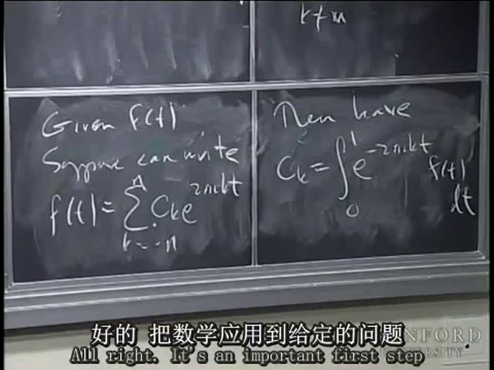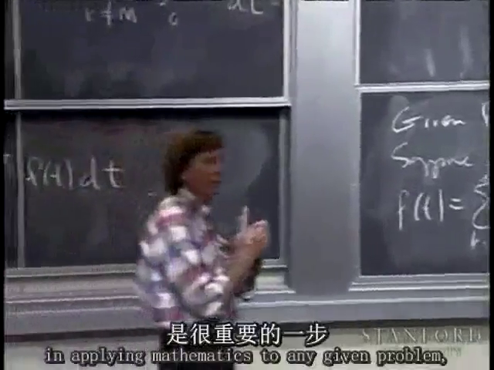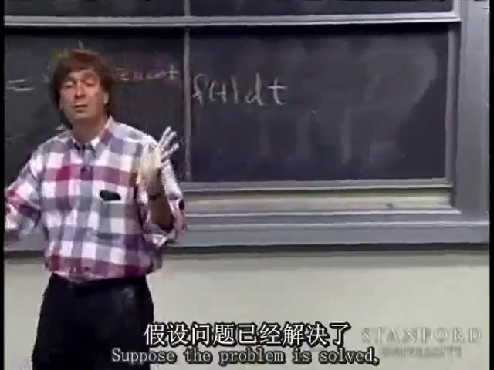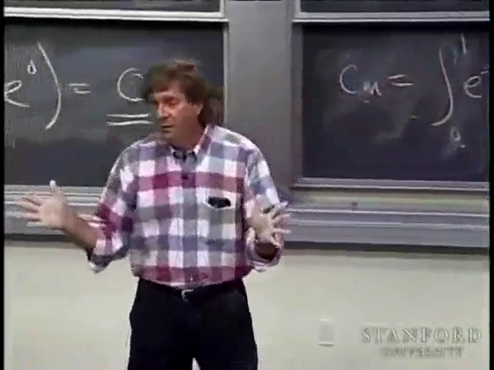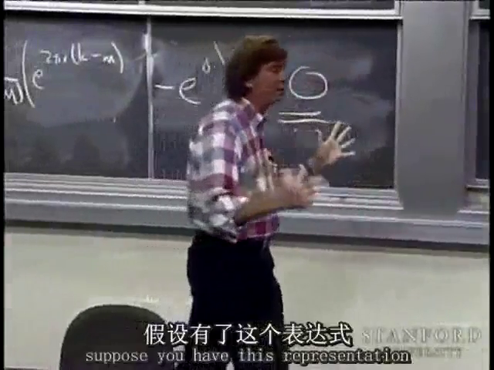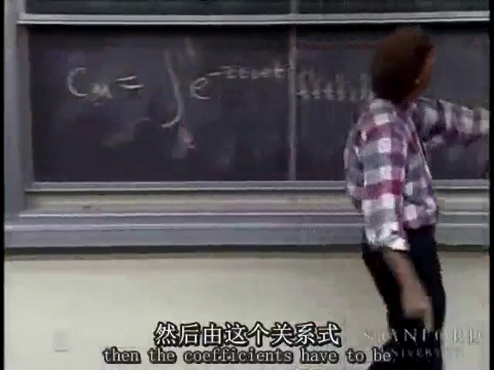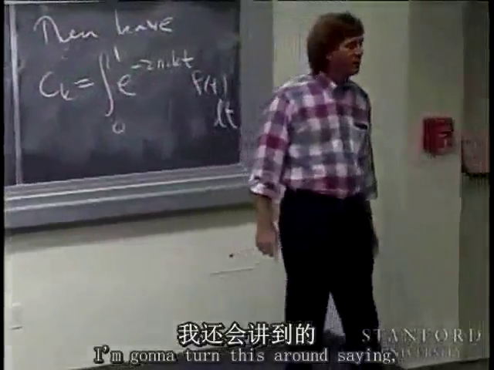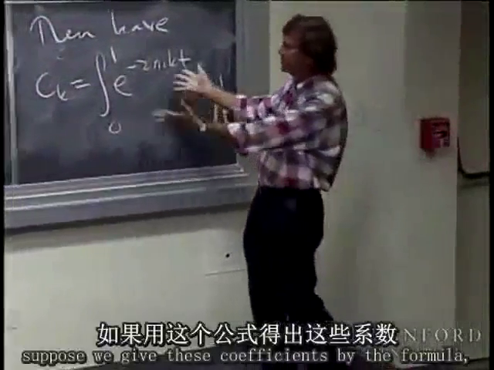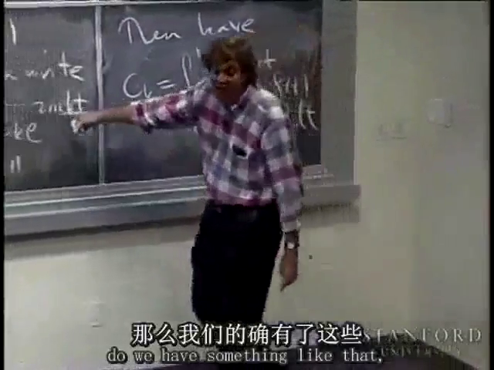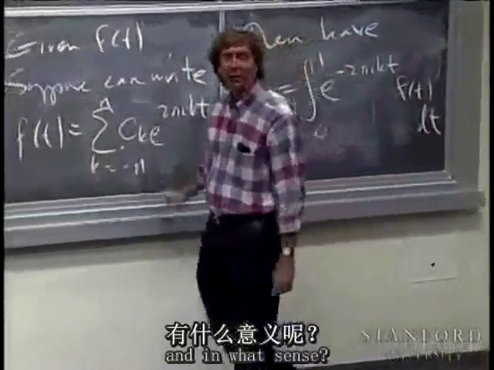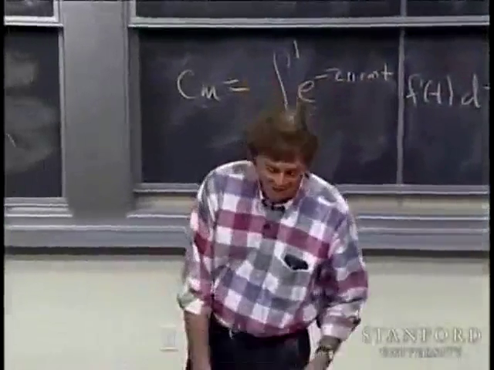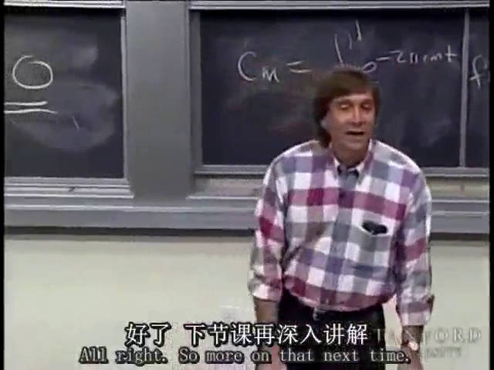It's an important first step in applying mathematics to any given problem, whether it's a mathematical problem or a non-mathematical problem. Suppose the problem is solved, what has to happen? If the problem is solved, meaning suppose you have this representation, then the coefficients have to be given by this formula. So next time, I'm going to turn this around, saying, suppose we define these coefficients by the formula, do we have something like that? And in what sense? And that will lead us to great things. So more on that next time.